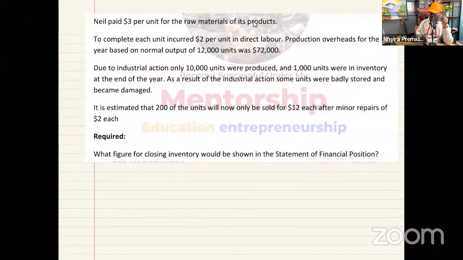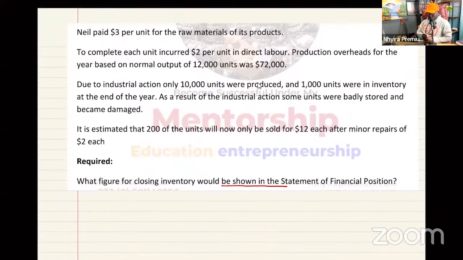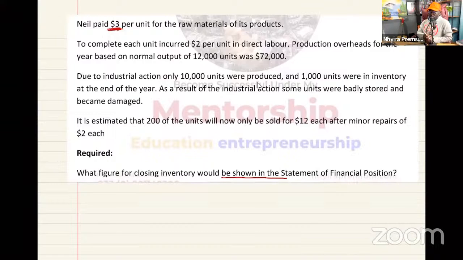So let's see the requirements here. It says, what figure for closing inventory would be shown in the statement of financial position? Okay, so let's see what we got. Neil paid $3 per unit for raw materials of its products. So the raw material cost is $3.